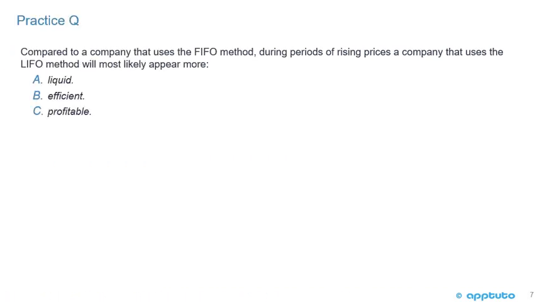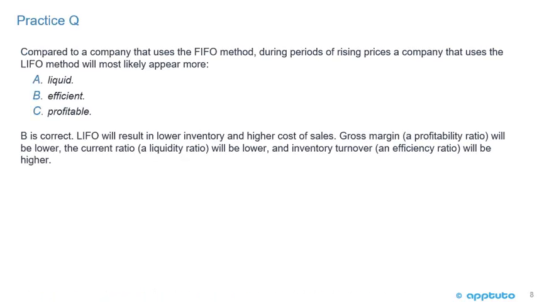Another quick practice question. Compared to a company that uses the FIFO method during periods of rising prices, a company that uses the LIFO method will most likely appear A, more liquid, B, more efficient, or C, more profitable. So this is a good question. It goes back to our charts when we're looking at the difference between LIFO and FIFO and whether prices were increasing or decreasing. So B is correct.